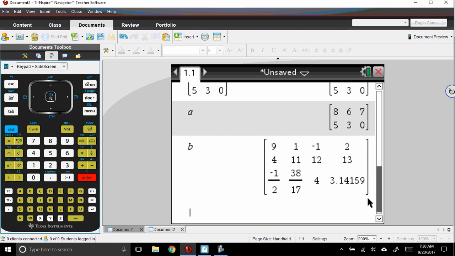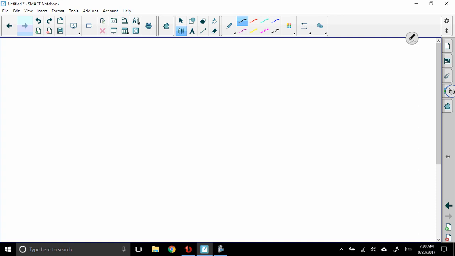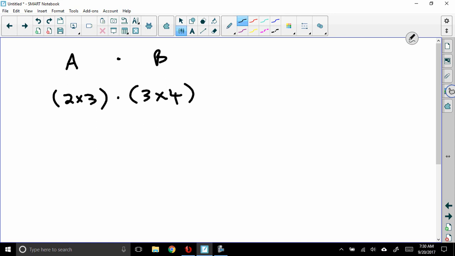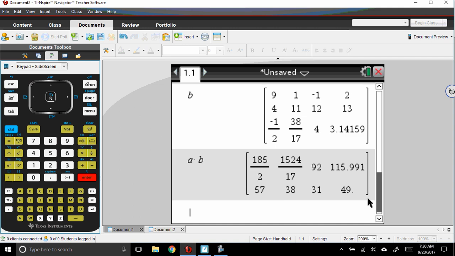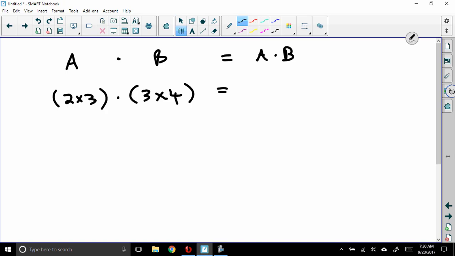So what I'm going to try to do, I've got matrix A, it's a 2 by 3, and I've got matrix B, actually capital A and capital B. I'm going to try to multiply these matrices using the calculator. We're not going to do these by hand today. So let's see if the product matrix exists. Let's see if we can multiply a 2 by 3 matrix by a 3 by 4 matrix. Okay, so I'm going to try to take A times B. And when I do that, I end up with a 2 by 4 matrix.